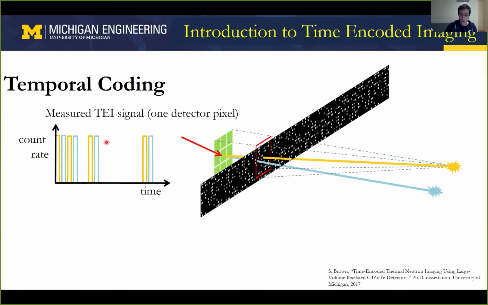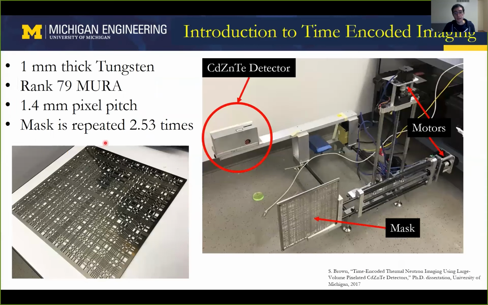This is the signal shifted in time. This is how we negotiate the mask movements. Over here is the detector, the CCT detector. And over here, there's a mask that's a tungsten mask.